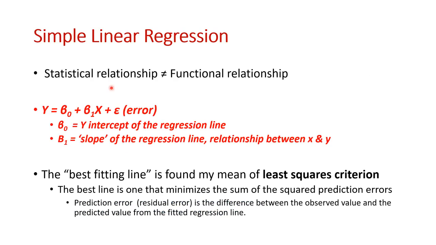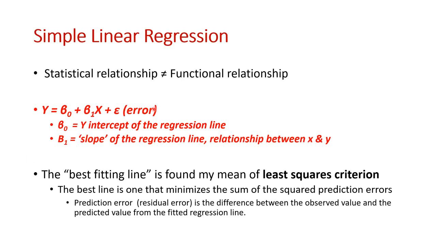So again, the statistical relationship does not equal a functional relationship. We're really just fitting a best fitting line through our data, through our scatter plot, and we do that through the least squares criteria. This is a line that minimizes the sum of squares predicted errors, or the residual error in our data. So the line that is fit to our data minimizes our residual error.